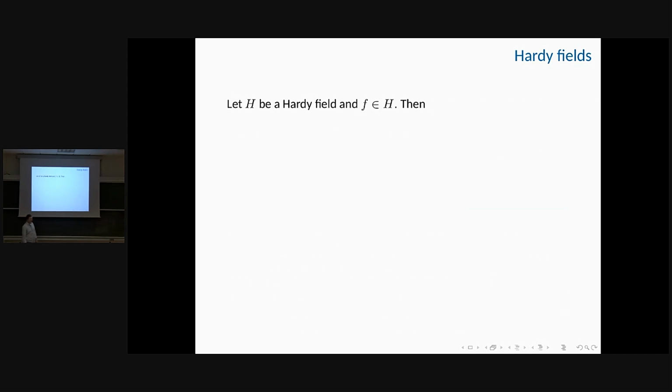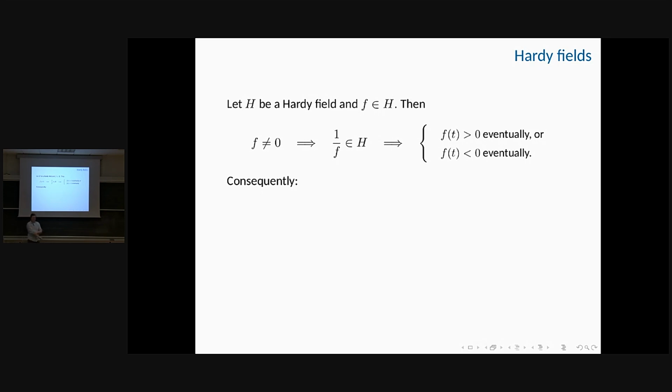Okay, so now to give you a little bit of a feeling, I'll give you more examples in a second, but to give you a feeling, let me explain what these axioms of Hardy fields imply, because they are very strong. Okay, so let's say we have a Hardy field H and we have some element F in H. Okay, so what does F not being equal to 0 mean? Okay, so this means as a germ, right, this is not equal to 0, so it's not eventually equal to 0.